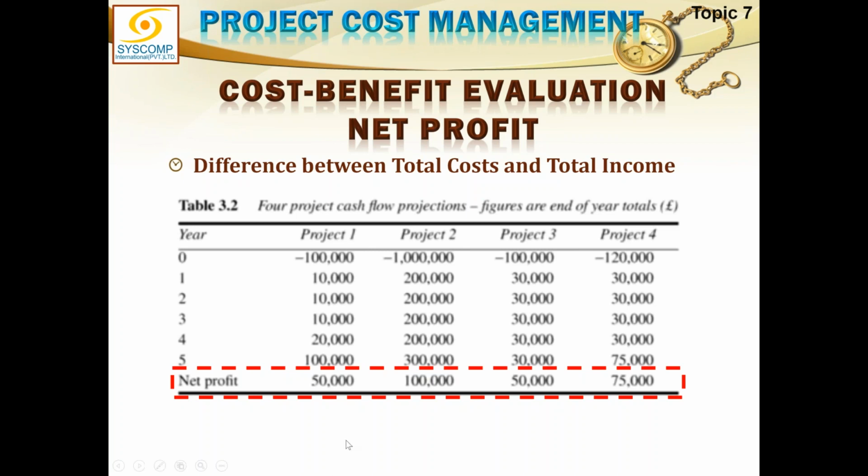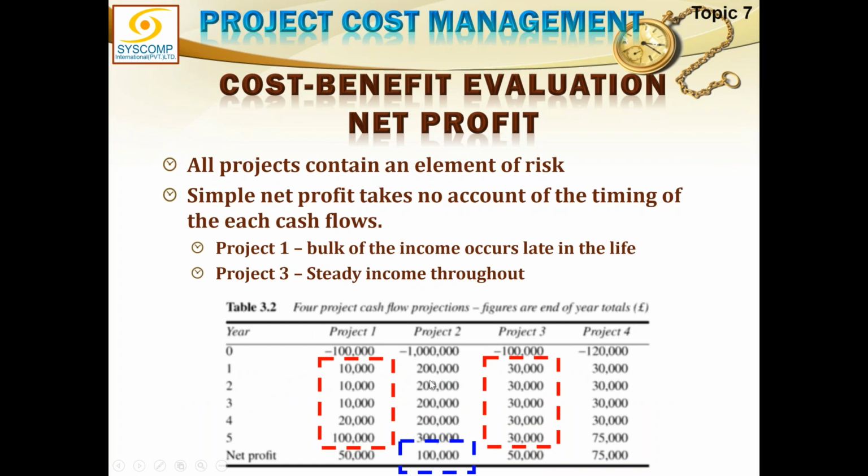Now look at the next slide. Here I am showing that project 2, which seems like a great project giving us the maximum figure, is not so great because it has a very high investment. Project 1 and Project 3, which look equal to each other in investment as well as in net profit, actually differ a lot in the pattern of receiving the revenues, which is not catered for in this method. So net profit is not a good method conclusively.